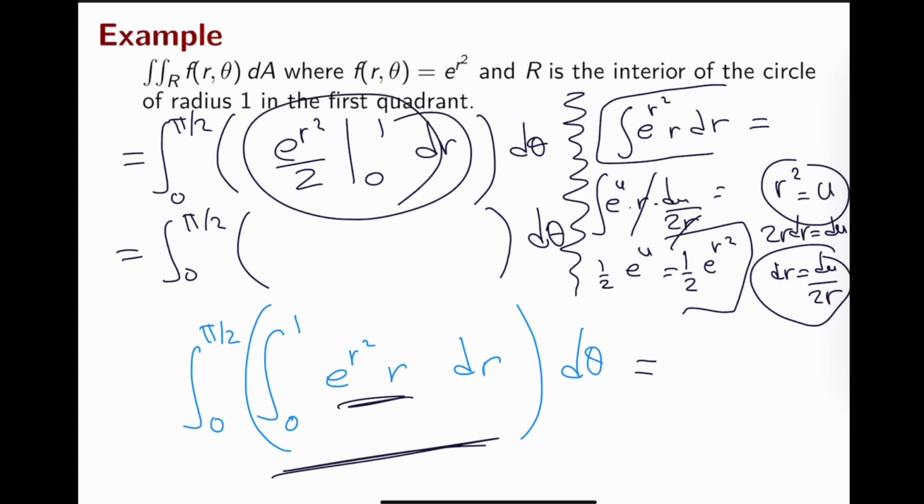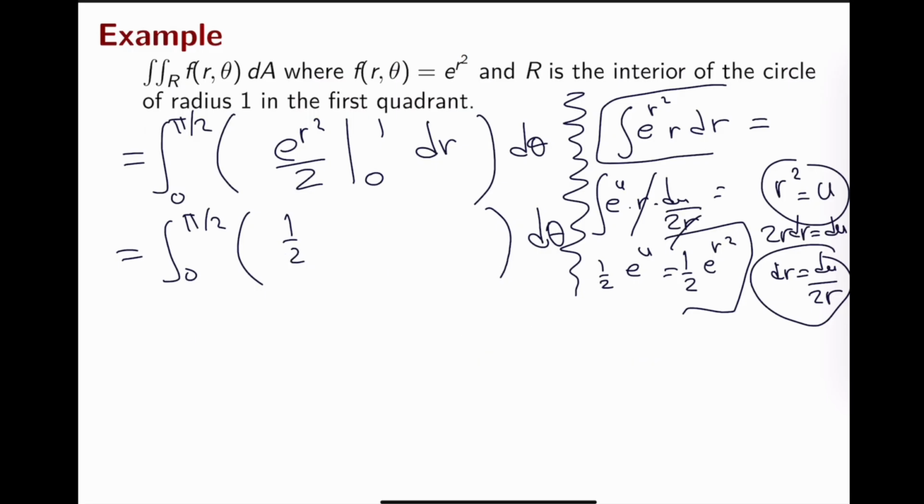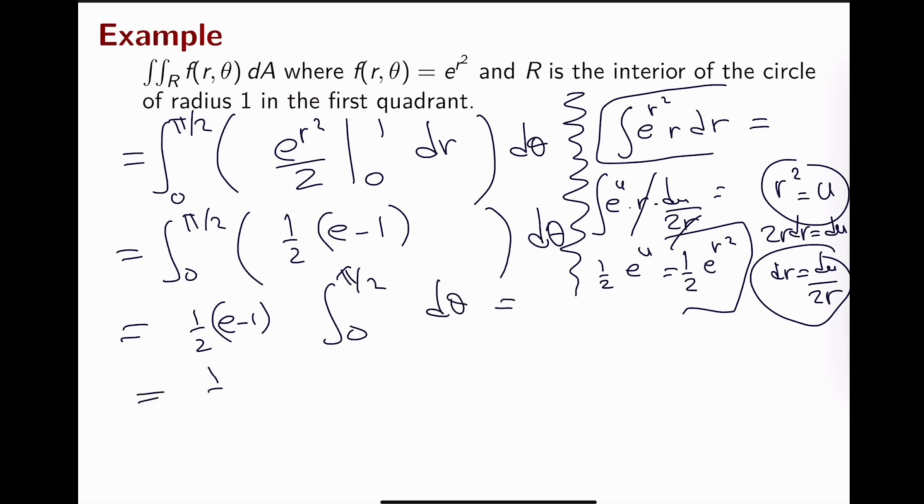And so this evaluation is going to be e to the power 1, just e over 2, minus e to the 0, which is 1 over 2. E minus 1. And so we see that everything here is a constant, right? And so we take the constant outside of the integral, and we integrate just d theta.